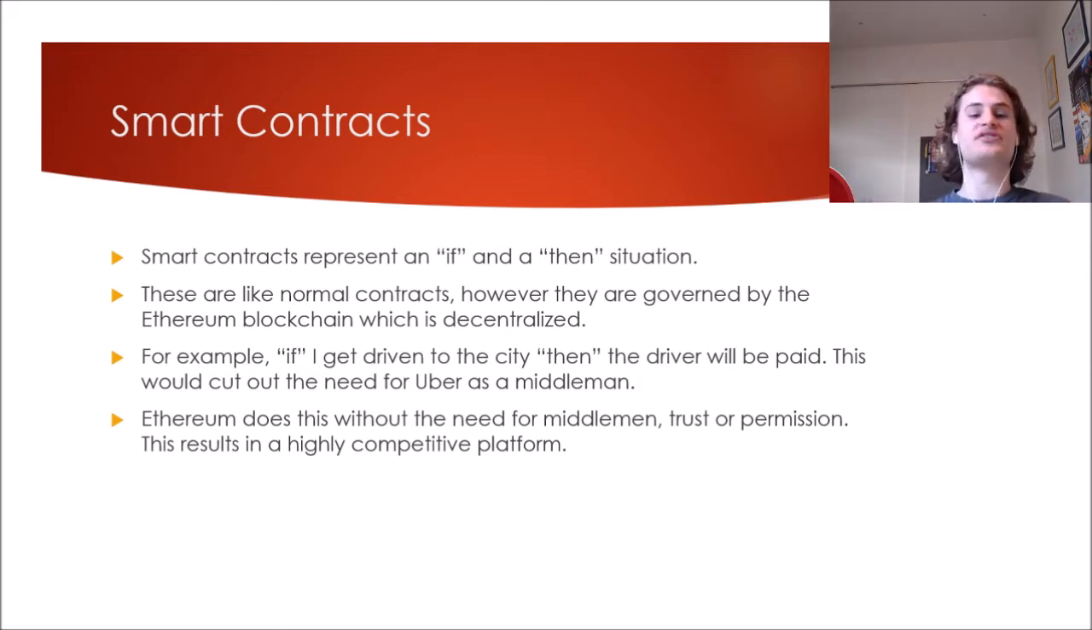Let's look at a brief example. If I get driven to the city, then the driver will be paid. So this is a simple if and a then situation. If somebody drives me to a certain location, Ethereum will figure out this will happen and then it will send the driver money. The driver doesn't need to actually rely on the individual sending the money, and there's no need for middlemen. This example would directly cut out something like Uber.